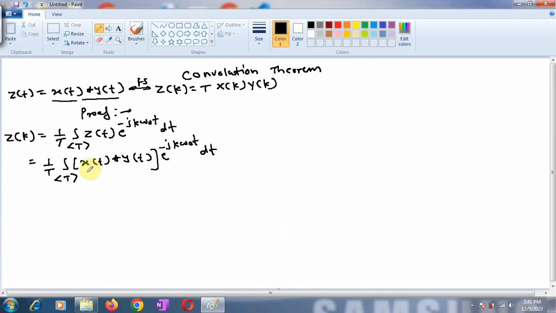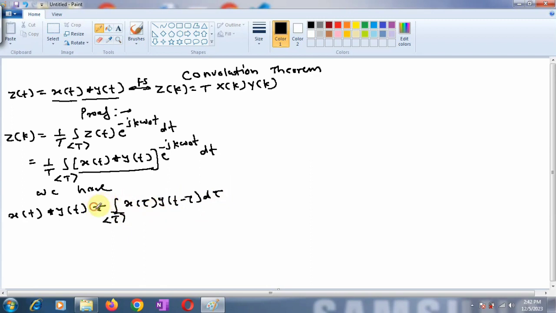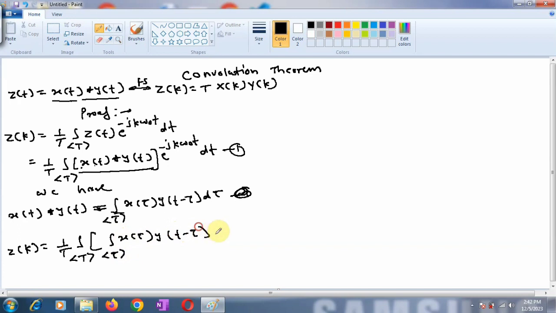But according to the definition of convolution, now we'll put the value of this entire term. So we have x of t convolved with y of t is equal to integration over the period T, x of tau into y of t minus tau into d tau. So this is according to the definition of convolution. Now we'll put this value in the above equation. So now we'll get z of k is equal to this 1 by T will be as it is, integration over the period T, and now in bracket I am going to put the value of x of t convolved with y of t, but that value is again integration over the period T, x of tau into y of t minus tau into d tau into e raised to minus jk omega 0 t into dt. So after substituting we'll get this.